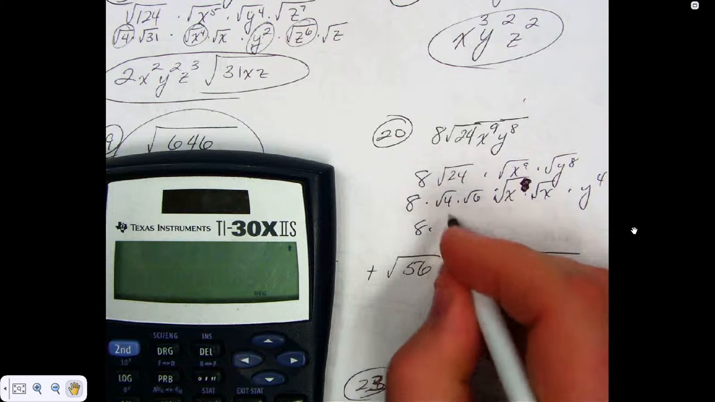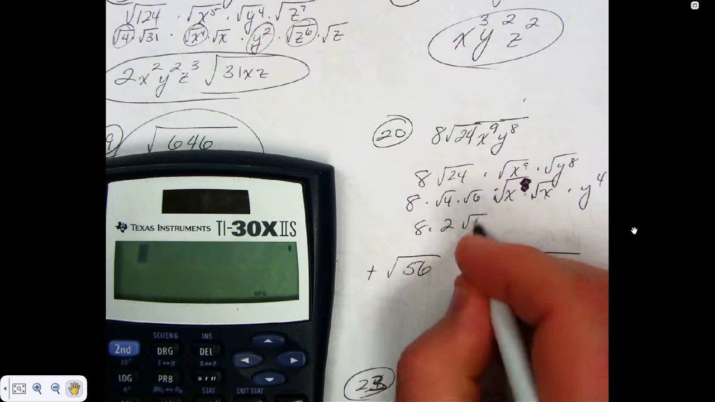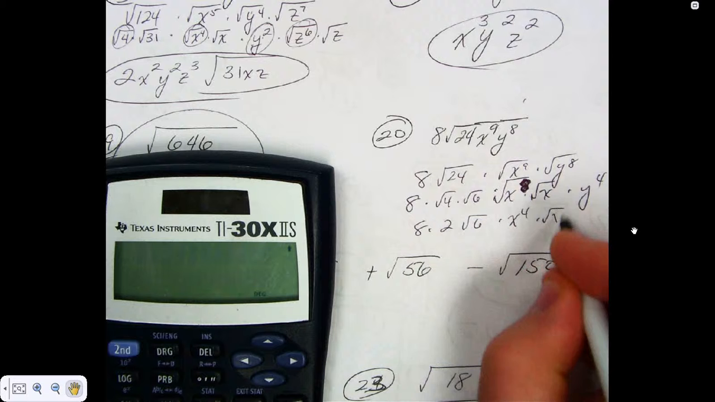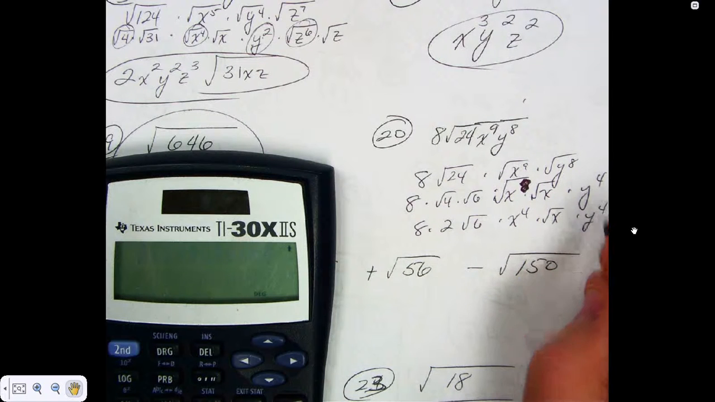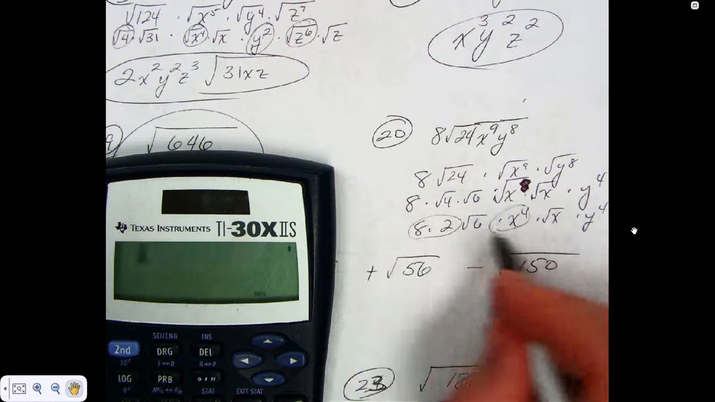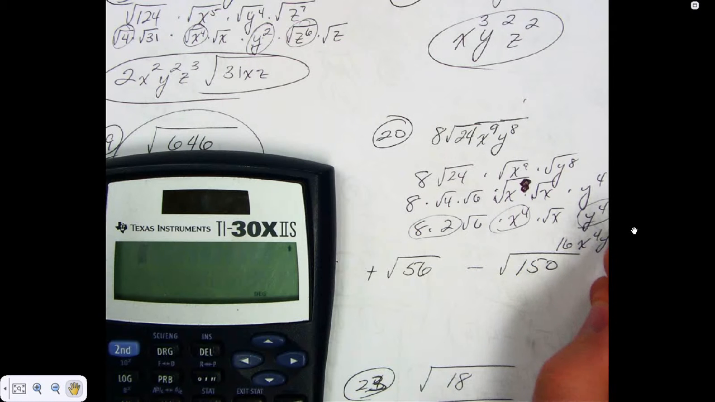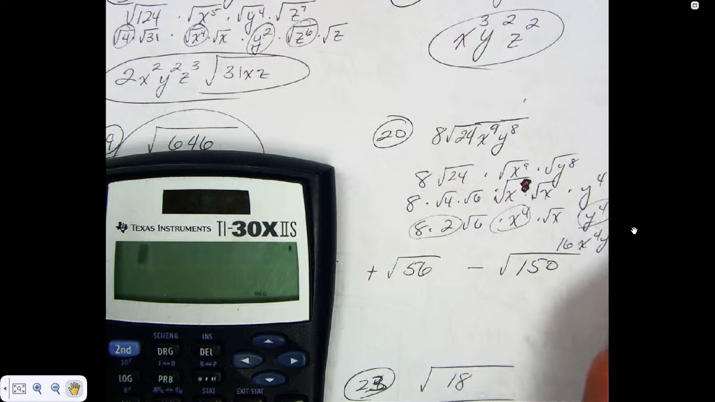So 8 times square root of 4 becomes what? 2 square root of 6. This becomes x to the 4th times square root of x times y to the 4th. These are the things all on the outside, so it'd be 16x to the 4th y to the 4th square root of 6x, wouldn't it?